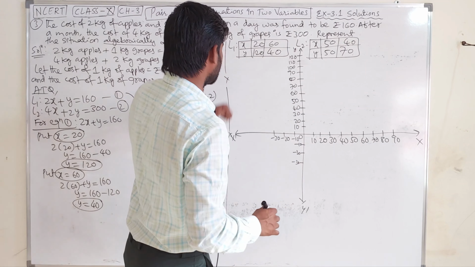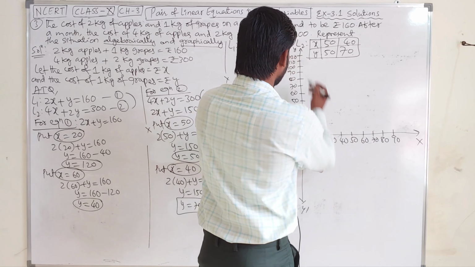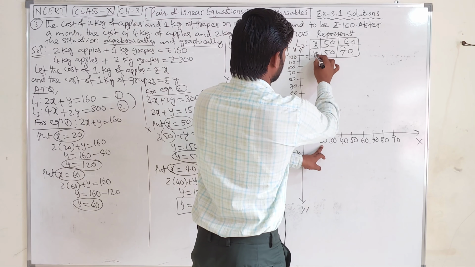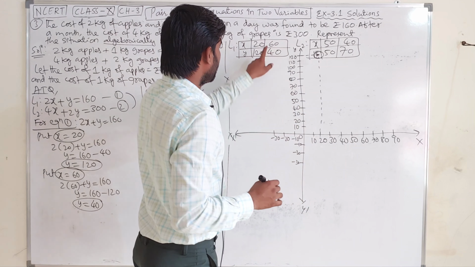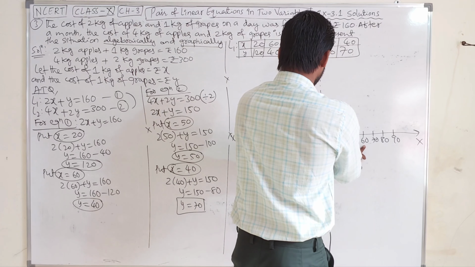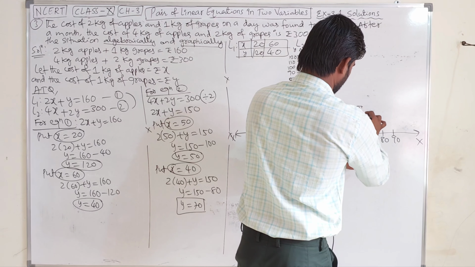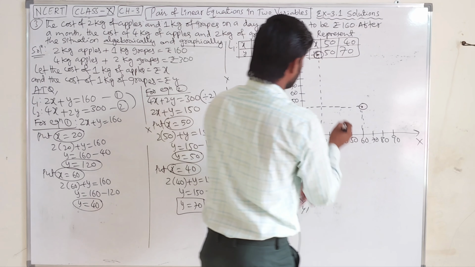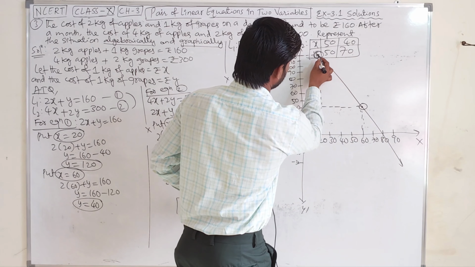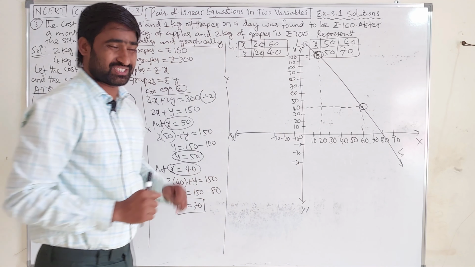Okay, now the first solution: when x is 20, y is 120, this point. Next, when x is 60, y is 40, this point. So now join these 2 points and we will get one line like this. So this is the line for L1, means the first equation.